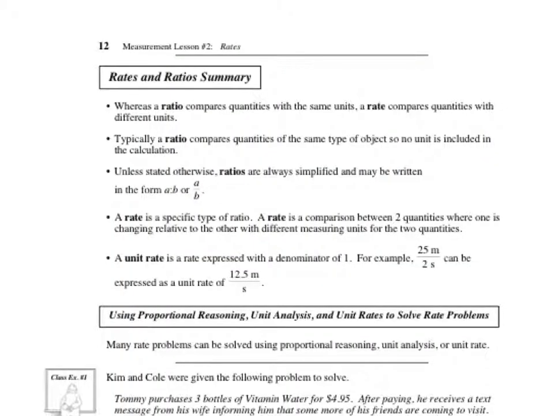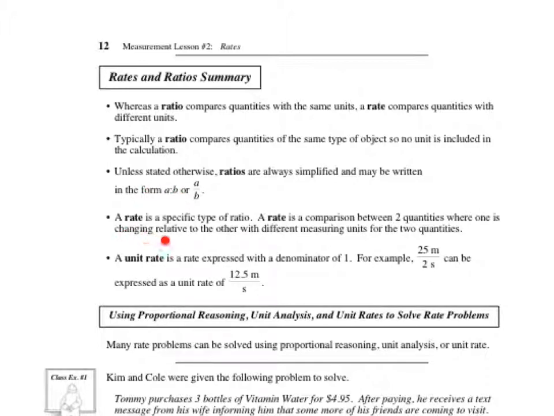So if you move on to the next page, we're going to talk about the rates and ratio summary. A ratio compares quantities with the same units. A rate compares quantities with different units. Typically, a ratio compares quantities of the same type of objects, so no unit is included in the calculation. So that was the text to text. Ratios are always simplified and may be written A to B or A over B.